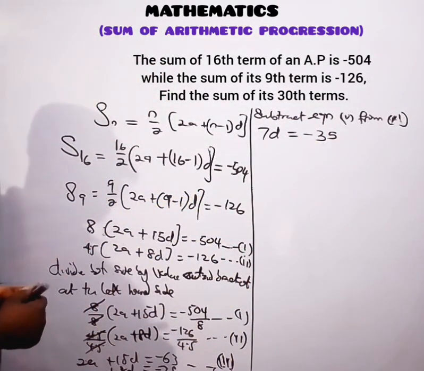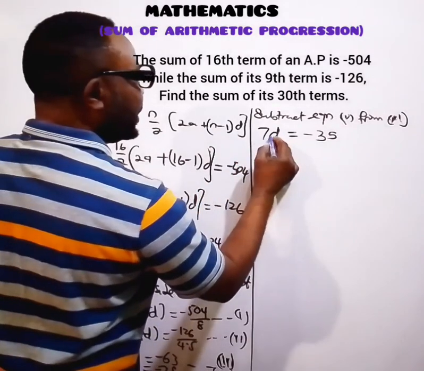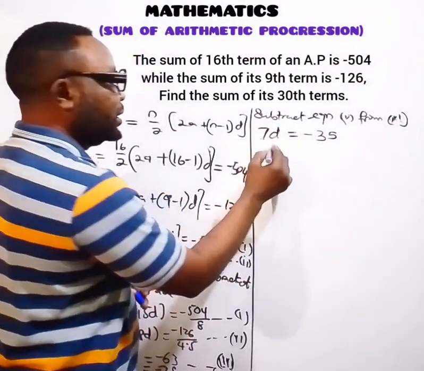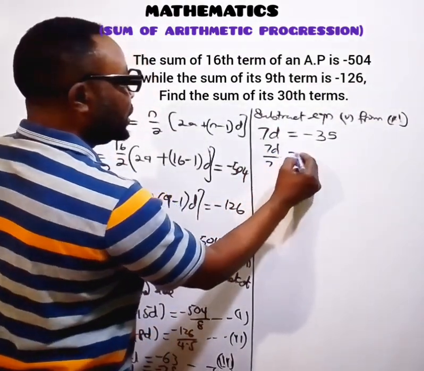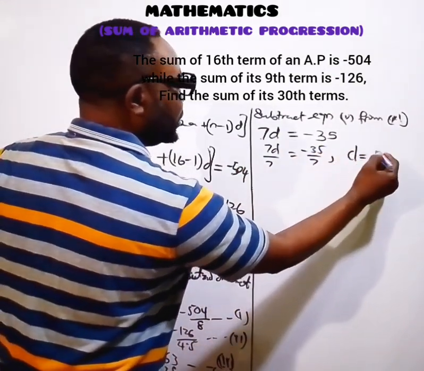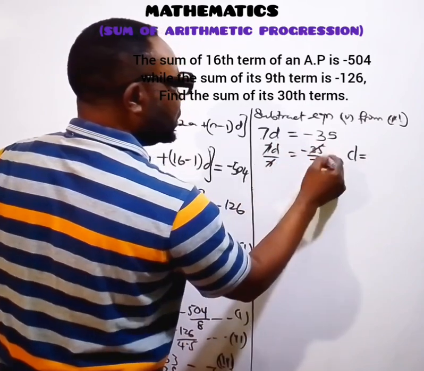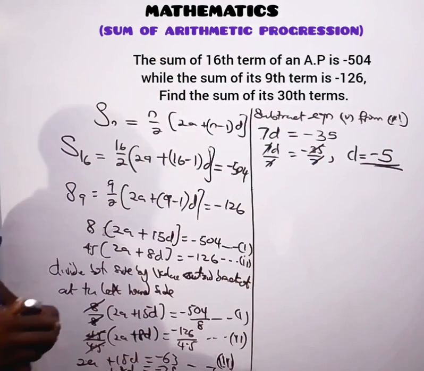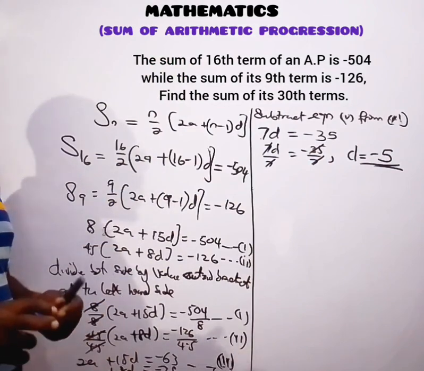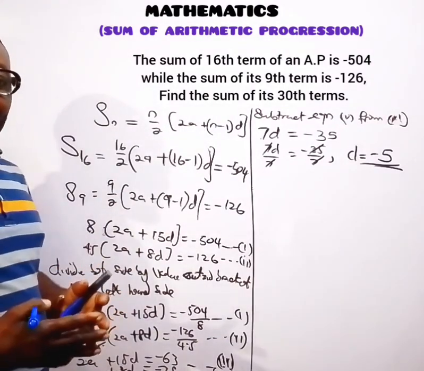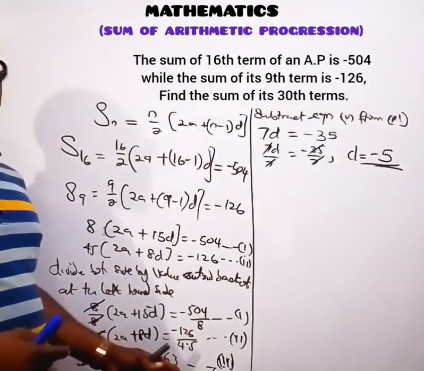Now we divide both sides by the coefficient of the common difference. 7d over 7 is equal to minus 35 over 7, where d will be equal to minus 5. That is the value of the common difference for this equation. We have been able to get the value of our common difference.